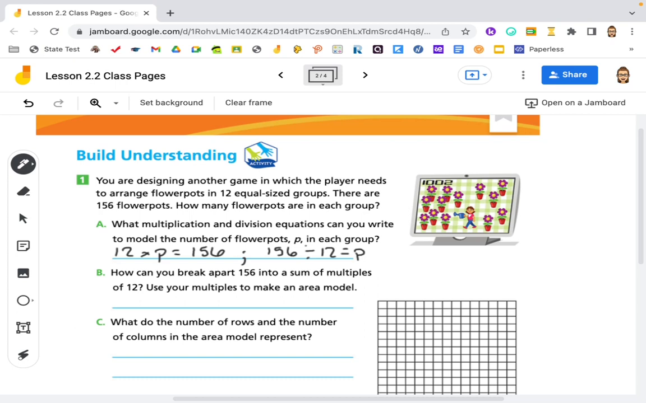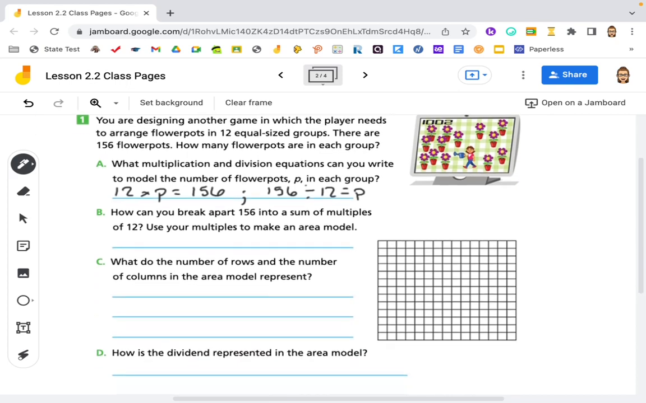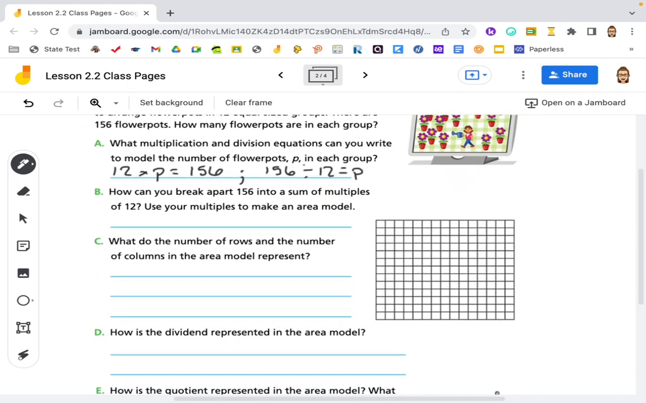So then it says, how can you break apart 156 into sums of multiples of 12 and then use those multiples to make an area model? I personally always like to start with a multiple of 10 if I can. So 12 times 10 is 120. So plus, 156 minus 120 is 36. So 120 plus 36 equals 156.